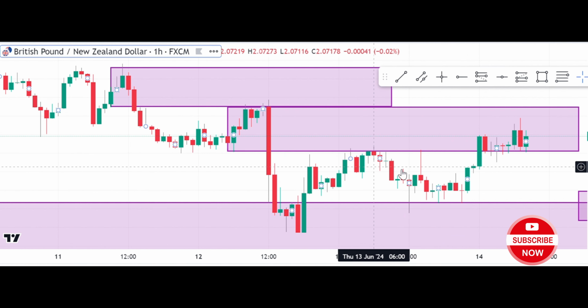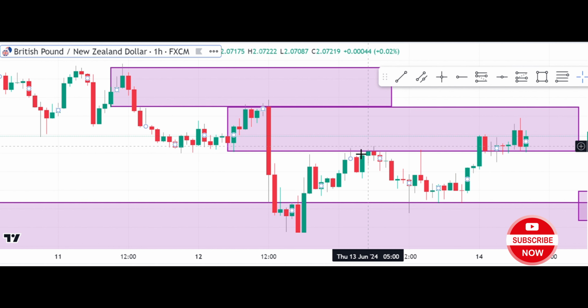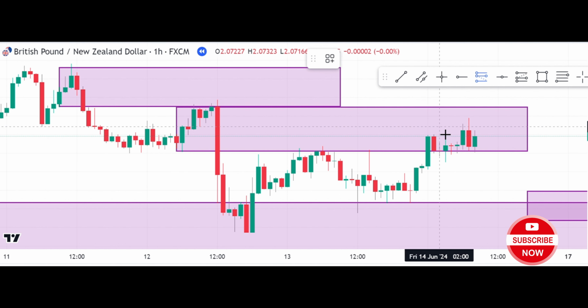Look at all these inducements in this area. Now watch how rapidly the 1 hour candle swept all this liquidity. You see? Even if you enter the trade from here, I usually wait for a wick. So a wick of that sweep.